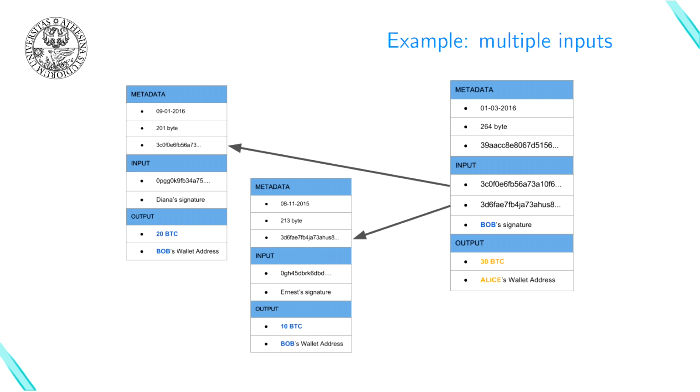This is the example just described. We can see on the right the current transaction in which Bob is the sender, Alice the recipient. In input there are two identification numbers of transactions, both received by Bob. One is of 20 bitcoins and one is of 10 bitcoins. And using this, Bob can pay 30 bitcoins to Alice.